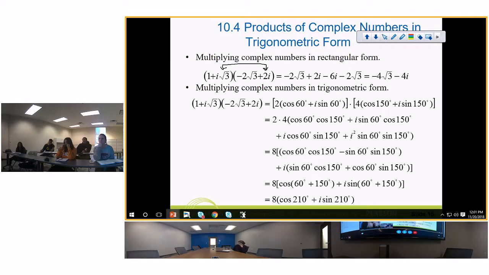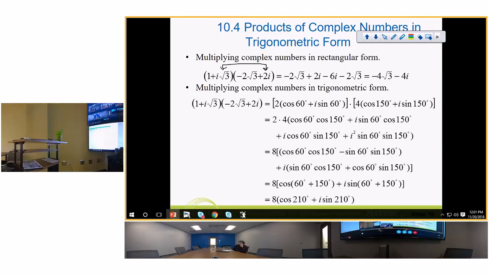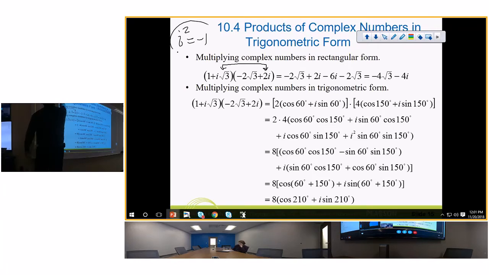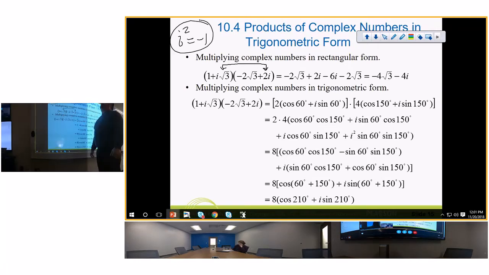Because i squared is negative 1. Who said that? This guy. Thank you. You're the one that paid attention. And you. Thank you. You were saying it too, right? i squared is equal to what? Negative 1. Write that down. i squared is equal to negative 1. We talked about that in the algebra review.